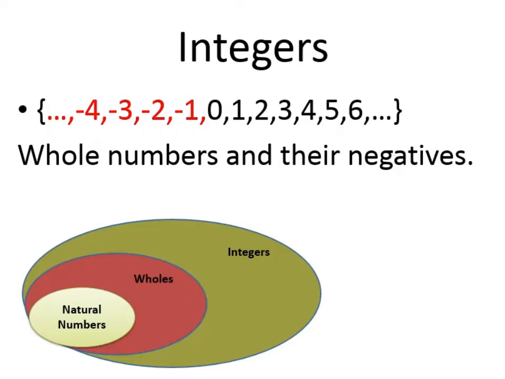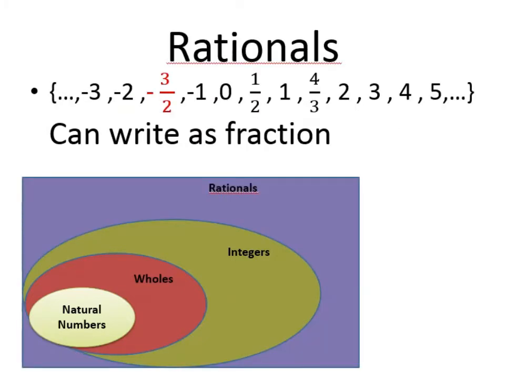The fourth group is rational numbers. And rational numbers include every single number that can be written as a fraction. That includes natural numbers. Two is a natural number and it can be written as a fraction, 2 over 1. Whole numbers, 0 is a whole number and 0 can be written as a fraction, 0 over 1. Integers, -3 is an integer and it can be written as a fraction, -3 over 1.